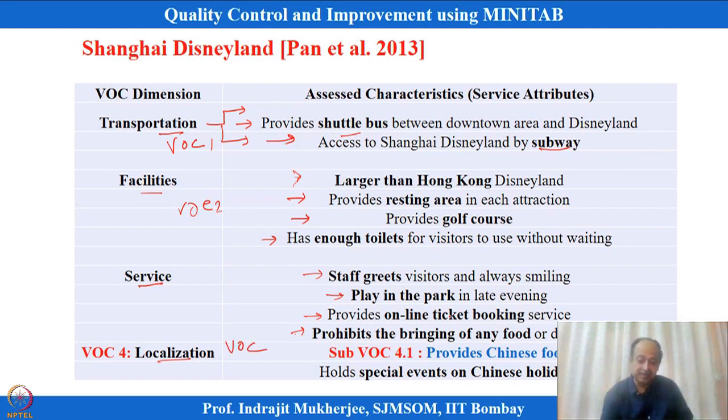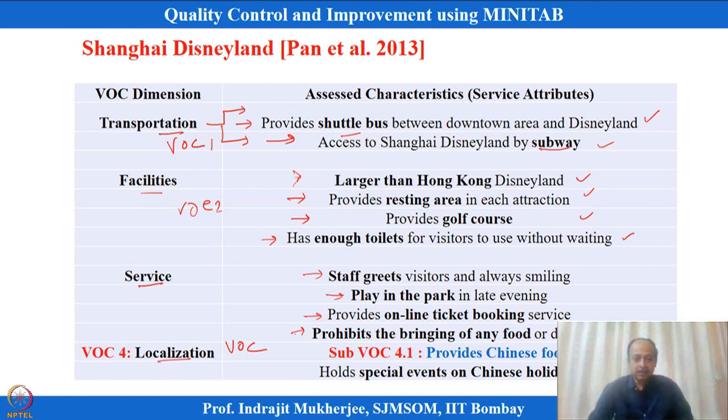For this voice 4 we can have sub voices like providing Chinese food, whether it is important or not and which category of needs it will fall in, and also special events, how important they are and in which category of needs they fall. So, these are the items or subcategories we are interested in. This is not an exhaustive list I have shown, just an illustration. I am using specific journal articles which discuss the Kano model and how it can be implemented.